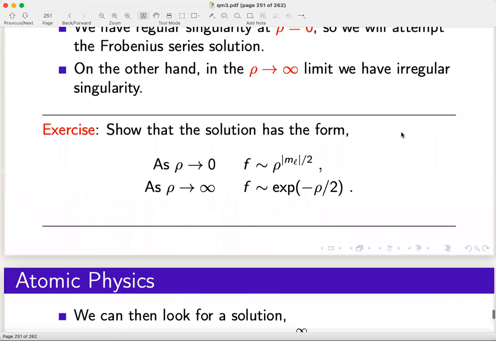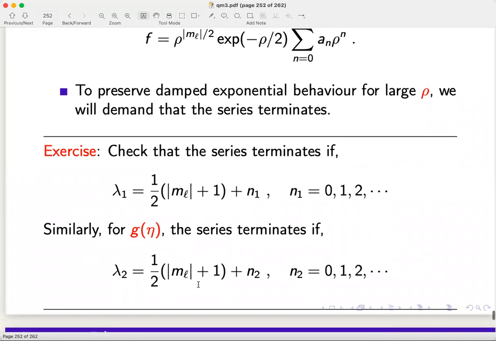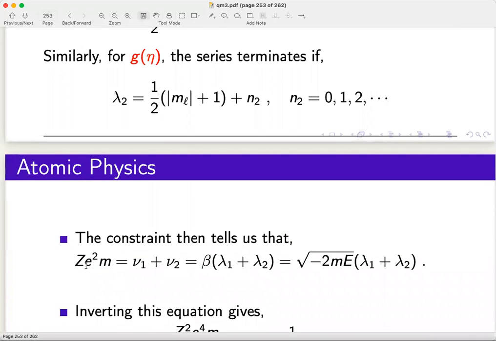So what we'll do is impose those conditions on whatever solution we have obtained here. So lambda 1 is this, lambda 2 is this. Good. So we substitute Z m e squared is equal to nu 1 plus nu 2, which is the same as beta times lambda 1 plus lambda 2. But beta was equal to square root of 2 m e times, of course, lambda 1 plus lambda 2.